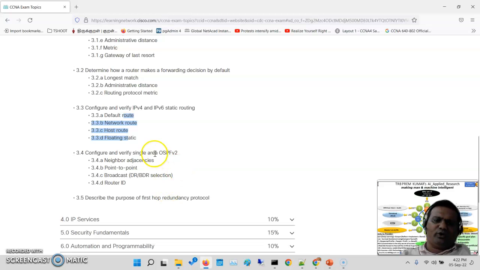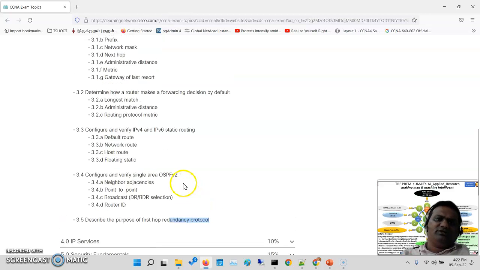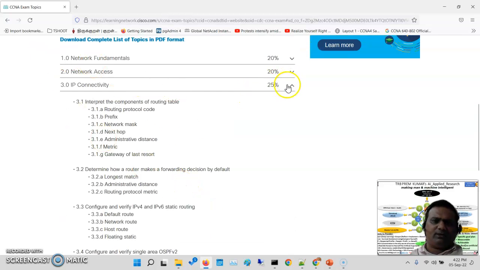Then we'll be discussing OSPF single area, and in OSPF single area we'll be discussing neighbor adjacencies, point-to-point, broadcast, and router ID. We'll describe the purpose of first hop routing protocols, first hop redundancy protocols. These are the topics that will be covered in IP connectivity.